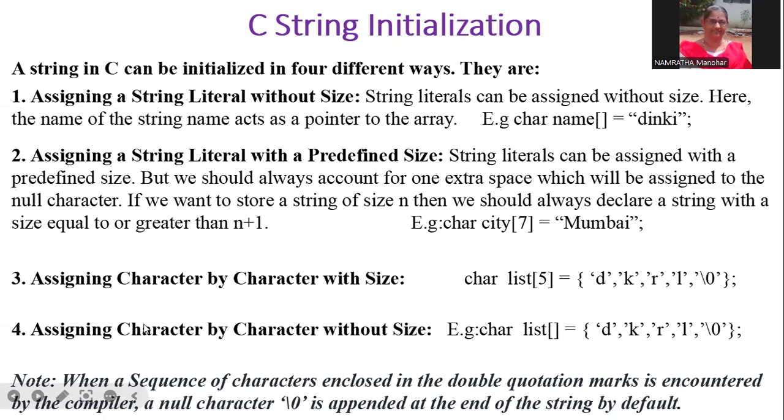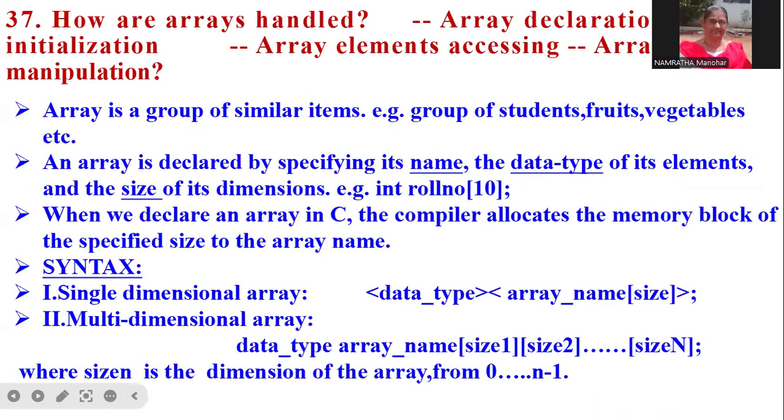Now, the fourth method is assigning character by character without size. char list[], there's no size here. So here you are giving each character separately, again each within single quotes, the last one being a null character, enclosed within flower brackets, and by default the size will be taken by the compiler. So when a sequence of characters enclosed in double quotation marks is encountered by the compiler, a null character \0 is appended at the end of the string by default.